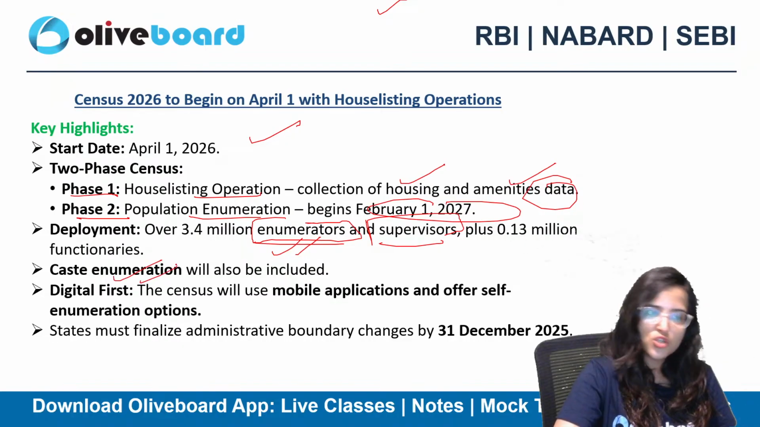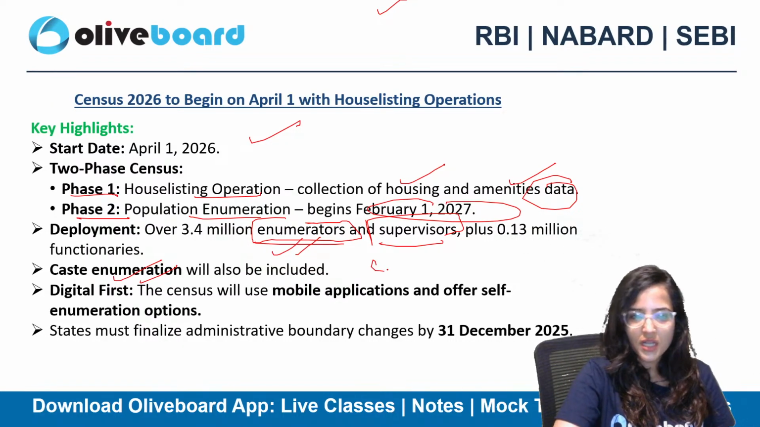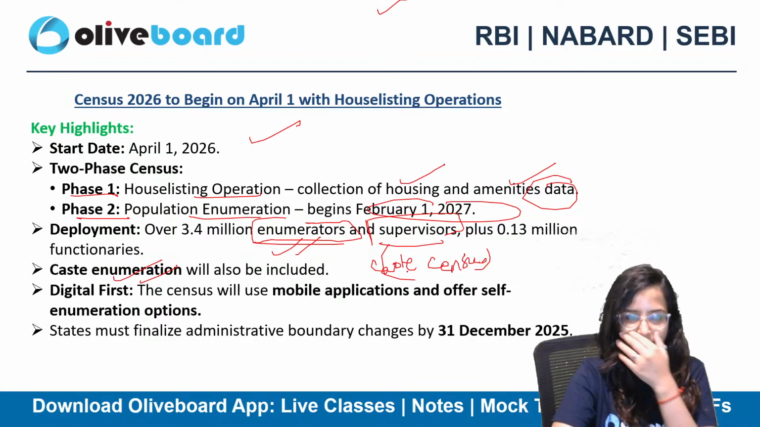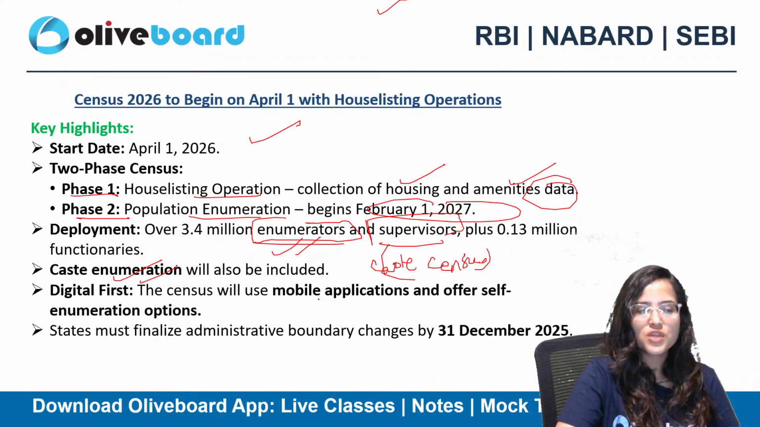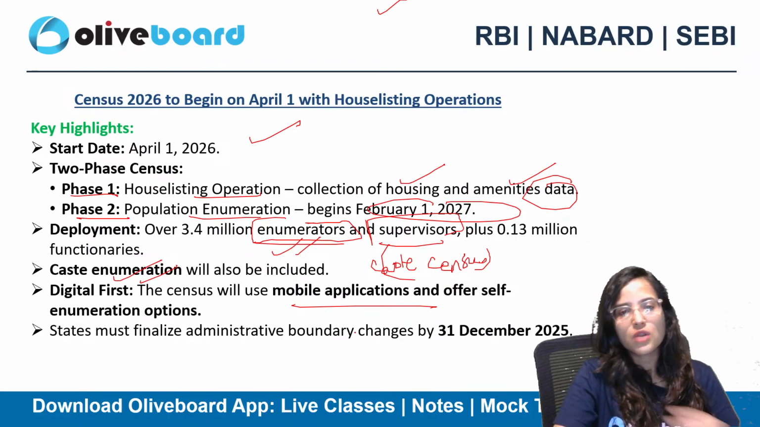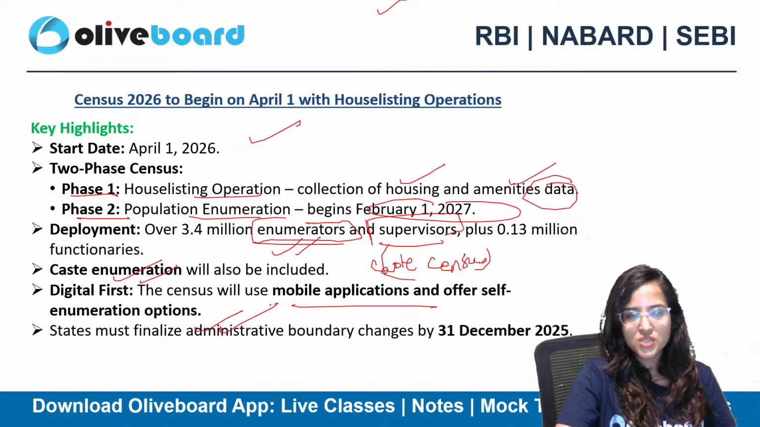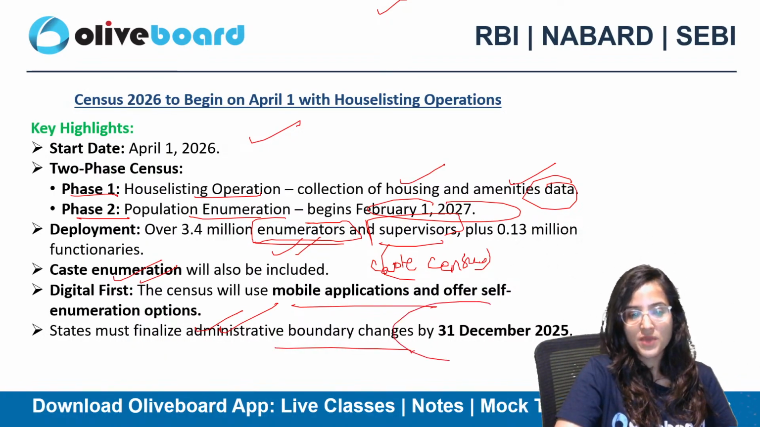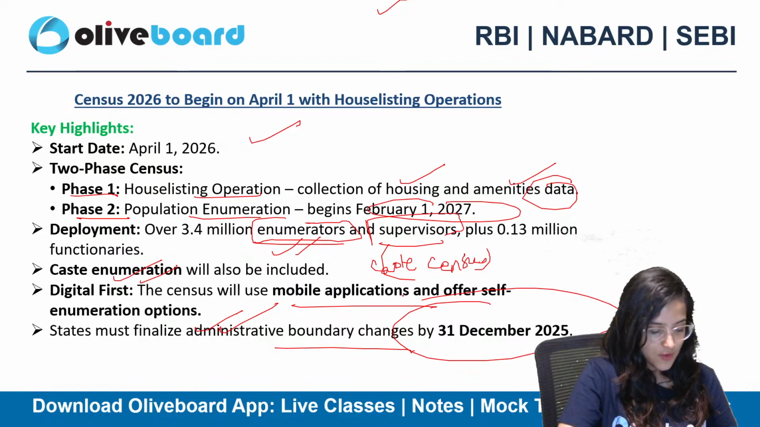Caste enumeration will also be included. We saw that, this is going to be the first caste census also. Okay? The census will use mobile applications also. It will offer self-enumeration options as well, and states must finalize the administrative boundary changes by 31st December 2025.